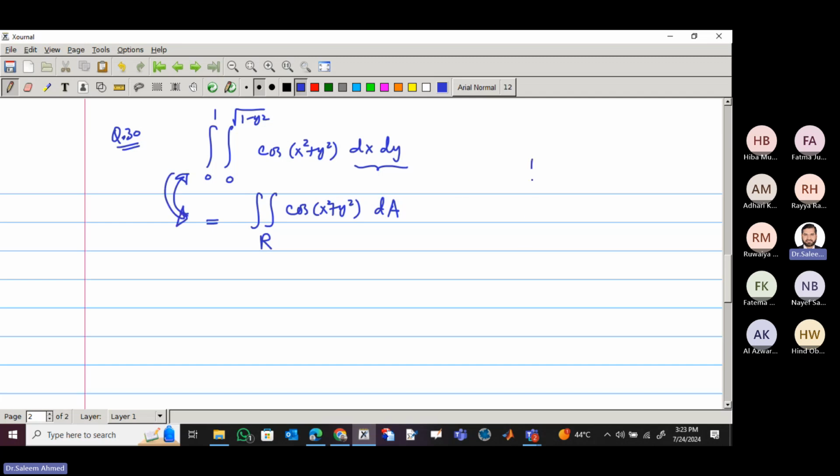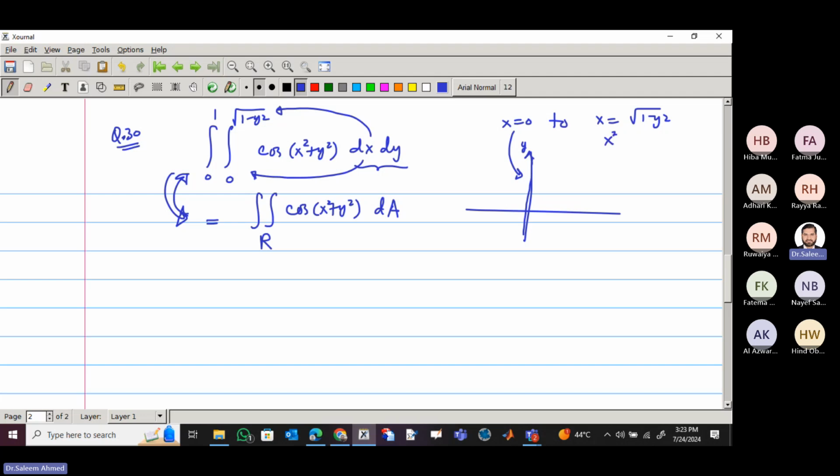So now I want to see what r is, what r gives me this limit. So see, your x starts from 0 to x equal to 1 minus y square. These are the limits of x, right? X starting from 0 and x goes to 1 minus y square. So look at this one. Okay, x equal to 0 is the y-axis. But what is the other curve?